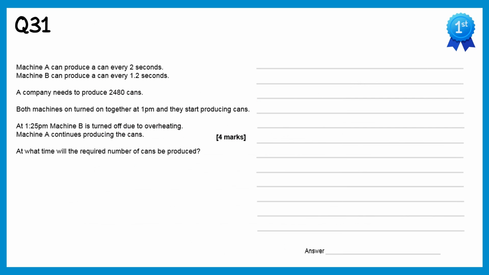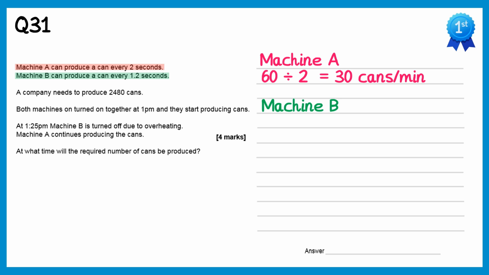In this question, we're told that machine A produces a can every 2 seconds. So for machine A, there are 60 seconds in 1 minute, so 60 divided by 2 means it produces 30 cans every minute. Machine B though is a bit faster, it can produce a can every 1.2 seconds. So for machine B, 60 divided by 1.2 means it makes 50 cans every minute.